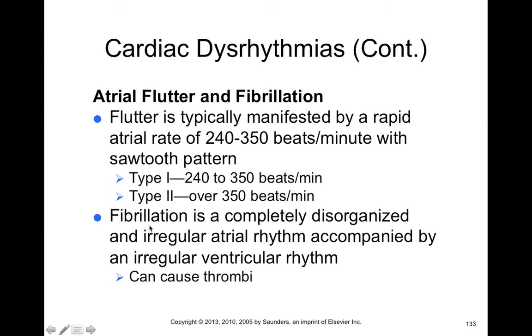And fibrillation is where it's a completely disorganized and irregular atrial rhythm that can be accompanied by an irregular ventricular rhythm. This is more dangerous than atrial flutter because fibrillation can lead to the production of thrombi, which can dislodge and turn into embolisms that can block the pulmonary or systemic circuits.